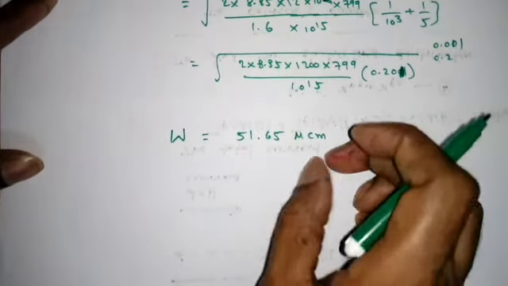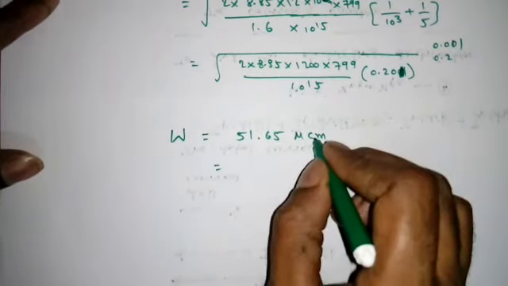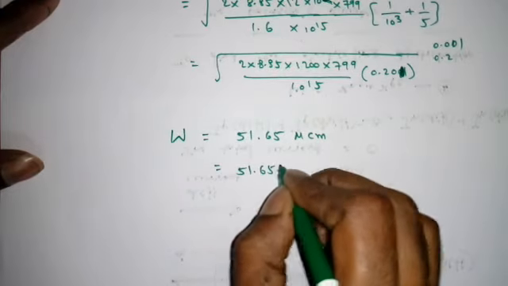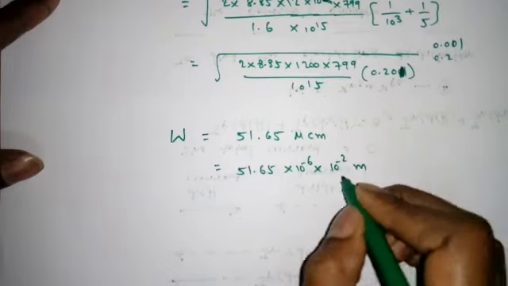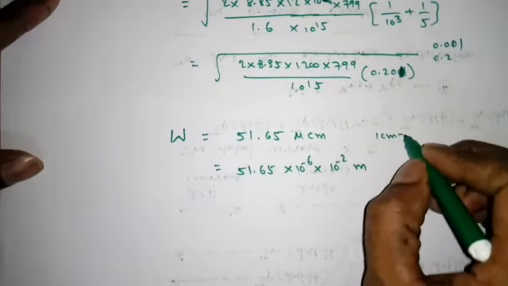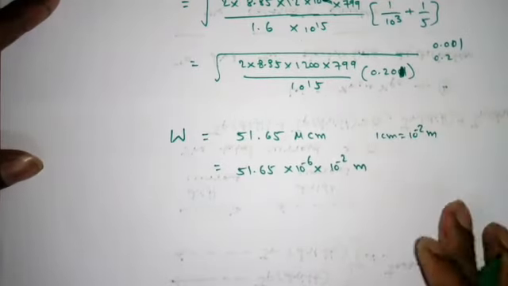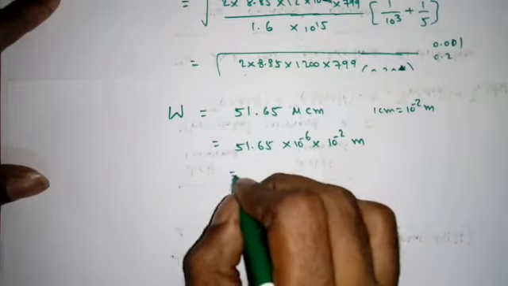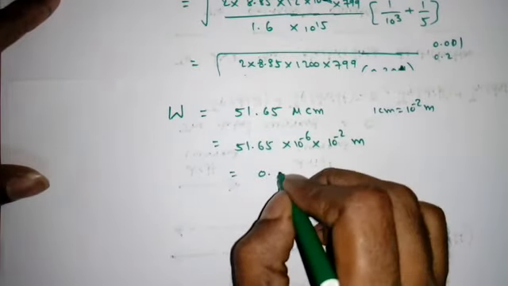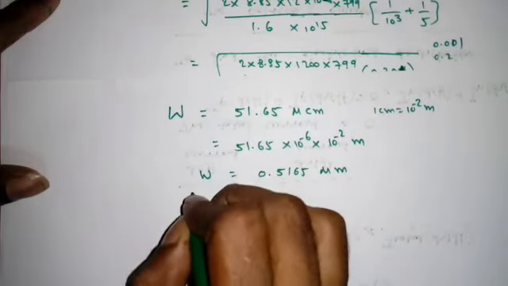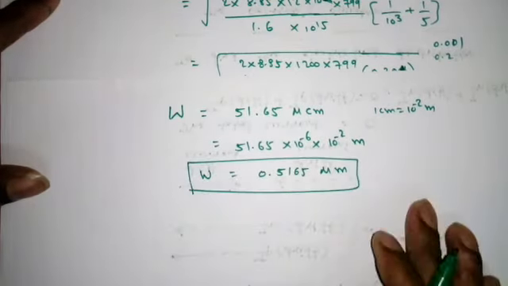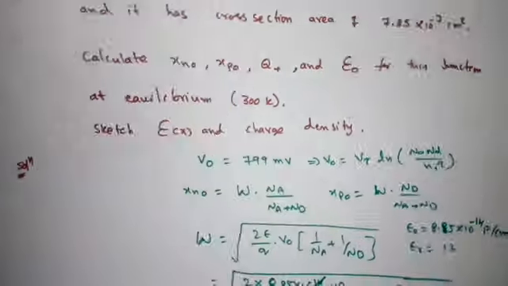So when we convert into meters, this will become 51.65 into 10 to the power minus 6 into 10 to the power minus 2 meters, because 1 centimeter is 10 to the power minus 2 meters, right? So 10 to the power minus 2 is there, so it will become 0.5165 micrometer. This is the total depletion layer width. So once we know the total depletion layer width, we have to find xn naught, xp naught.